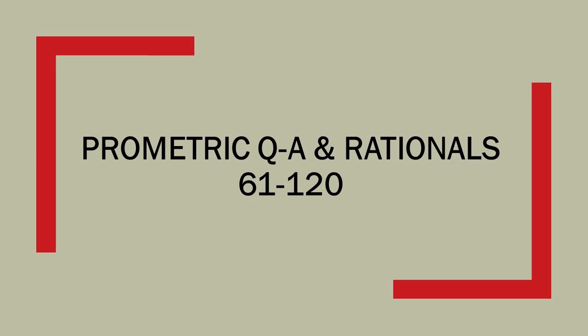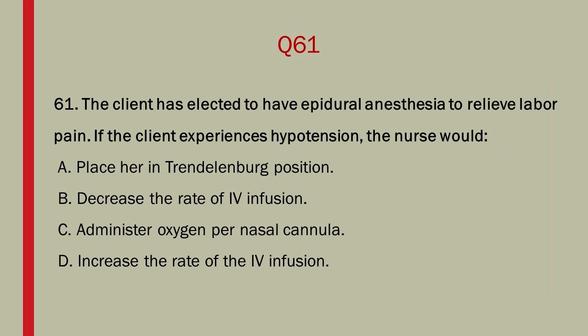Part 1. 61. The client has elected to have epidural anesthesia to relieve labor pain. If the client experiences hypotension, the nurse would A. Place her in Trendelenburg position. B. Decrease the rate of the IV infusion. C. Administer oxygen per nasal cannula. D. Increase the rate of the IV infusion.